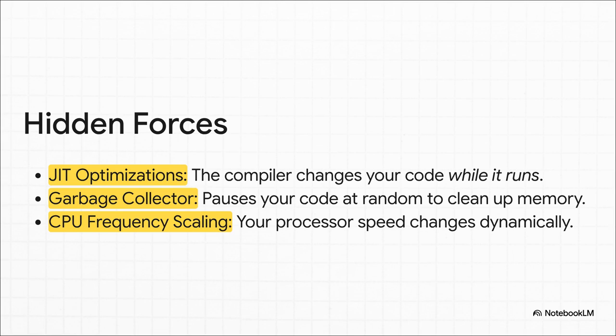So what the heck is going on? Well, there are these invisible forces messing with your results. First, you've got the JIT, the just-in-time compiler. It's actually changing and optimizing your code as it runs, which means the very first run is always going to be way slower than all the others. Then there's the garbage collector, which can just decide to pause your entire program whenever it wants to do some spring cleaning. And finally, your CPU speed isn't constant. It's always jumping up and down to save power. A simple stopwatch is completely blind to all of this.